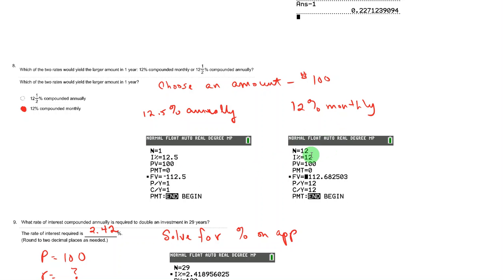Over here, you're doing monthly. So this becomes 12 and 12. That becomes 12. The percentage rate is 12. And you ultimately get 112.68. So this one is going to be better. You'll get more money on this one.